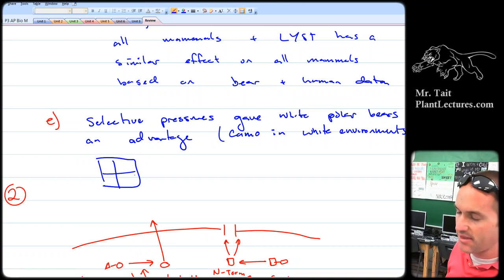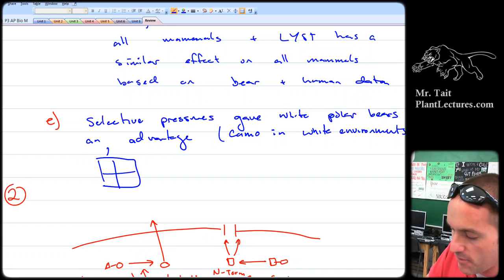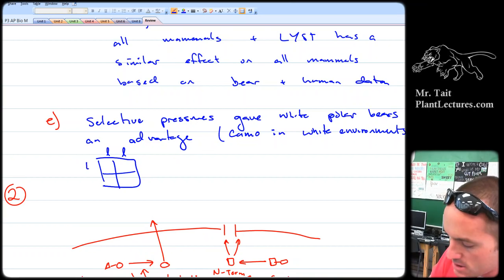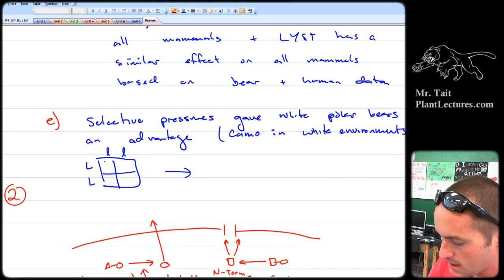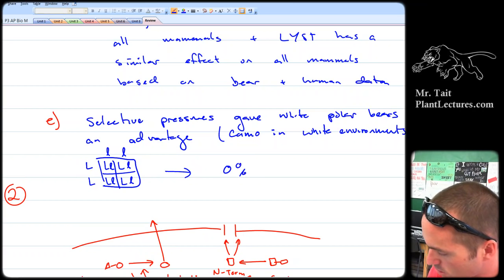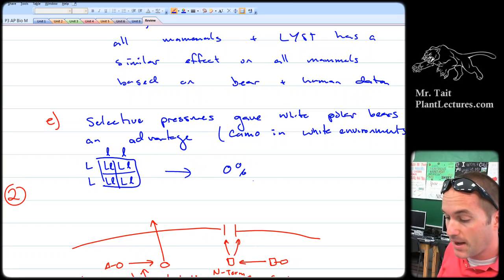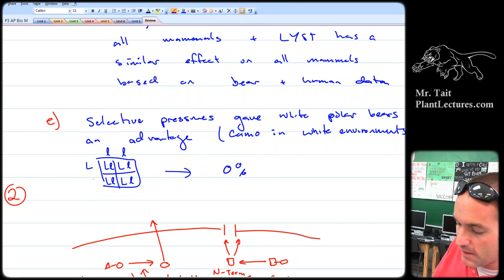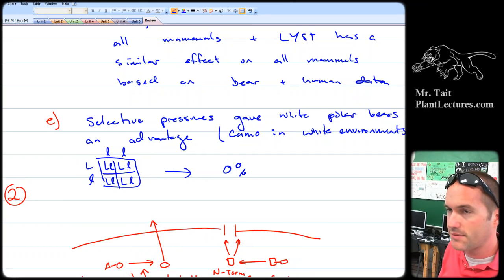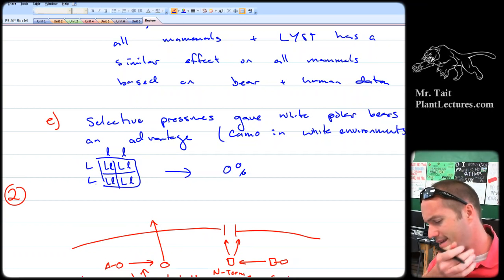Now, I think that they're probably going to accept another answer here, but I think the best answer here is to have the polar bears be homozygous recessive and the brown bears be homozygous dominant. And so it would result in 0% for that. And the reason why I think it's 0%, that you might be able to get away with 50%, but the reason why I don't think it's that is because if brown bears were heterozygous, if that was a really common genotype for brown bears, then you would expect 25% of all brown bear offspring to be white, and that is not the case, right? So I think this is the best answer for that, 0%.